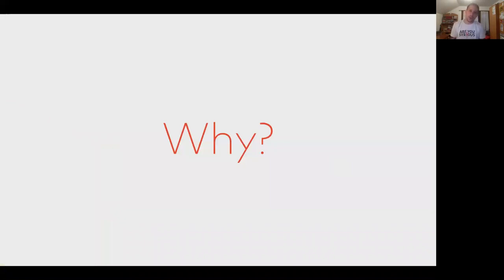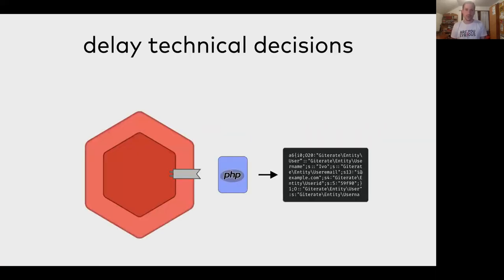So now that we know what hexagonal architecture is, and we showed one way of implementing it, the question that remains is, why should we do it, right? What are the benefits of developing your applications this way? Well, the first big benefit is that it allows you to delay technical decisions. So why would this be important? Why would we want to delay technical decisions?